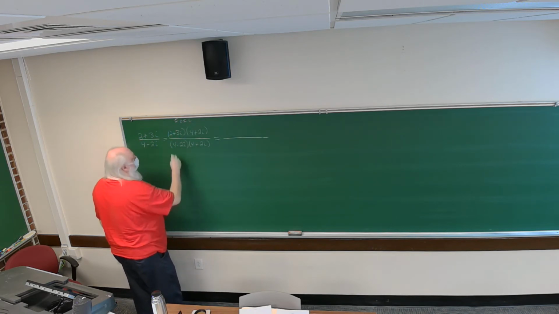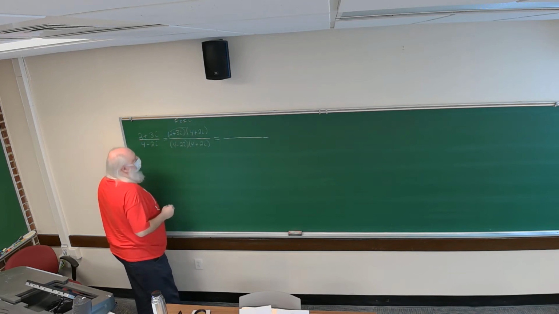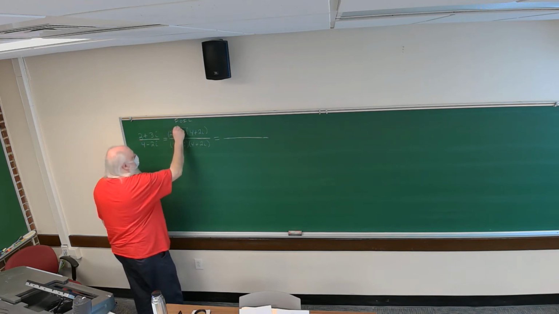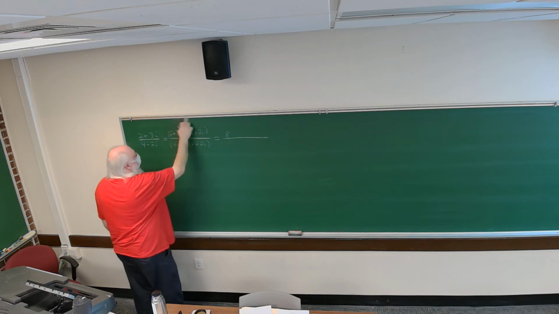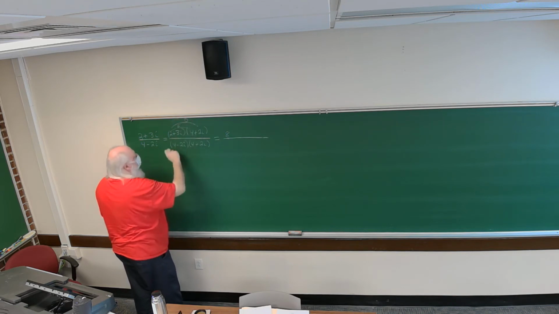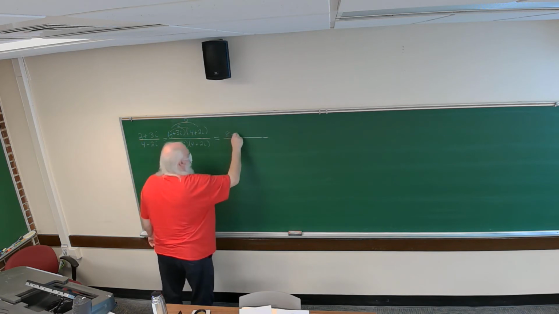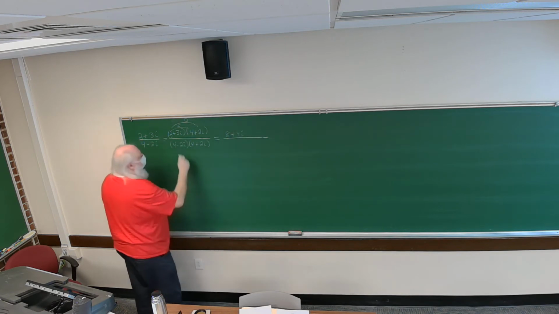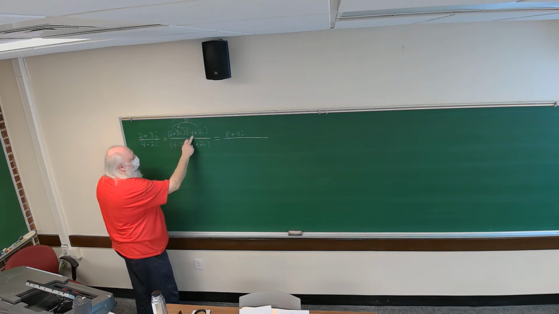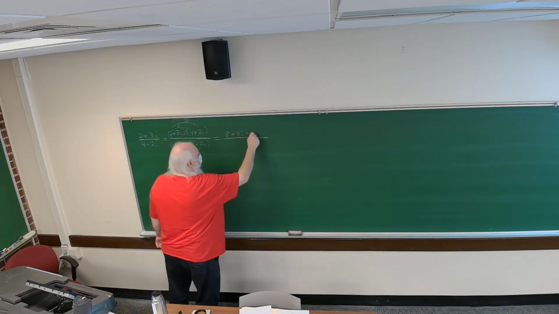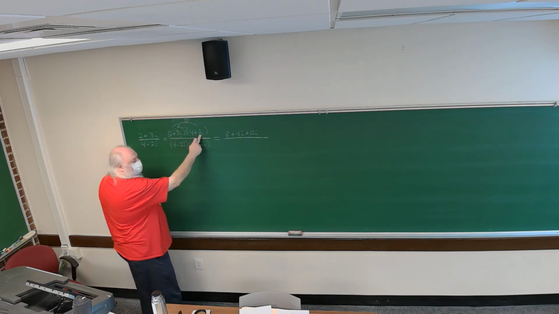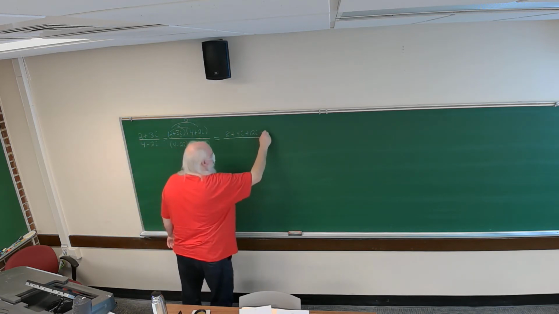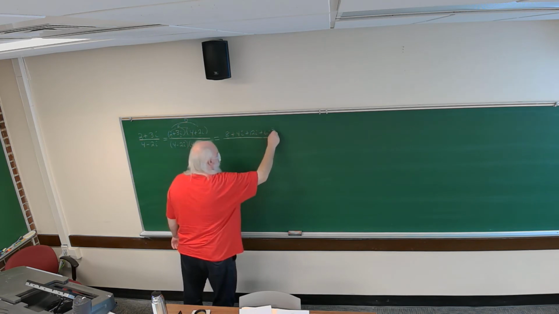So in the numerator, we multiply first terms. 2 times 4 is 8. Then we multiply outer terms. We have 2 times 2i is 4i. And then you do the inner terms. 3i times 4 is 12i. And then you do the last terms. 3i times 2i is 6i squared.